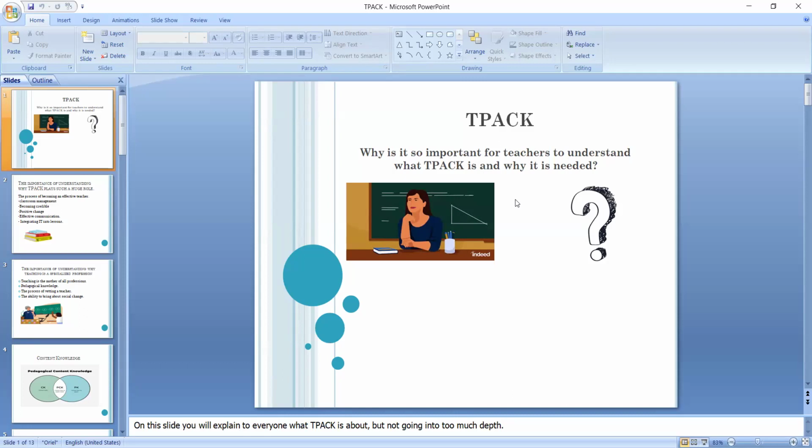So you might think, why do I need to understand what TPACK is and what it can do for me? Let's start off by saying what TPACK means, which stands for Technology, Pedagogical, and Content Knowledge. What TPACK does is combine various different skills needed to become an effective teacher in the 21st century.